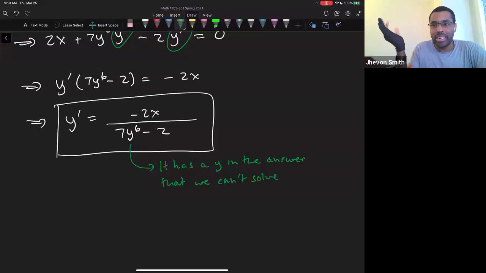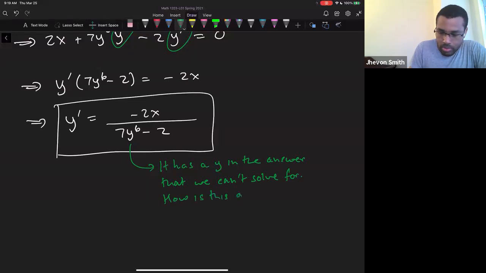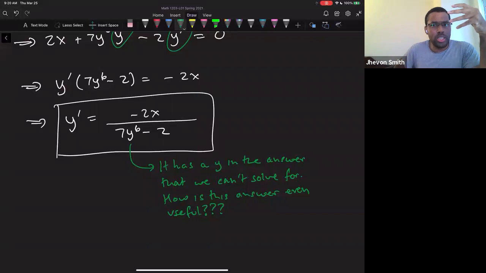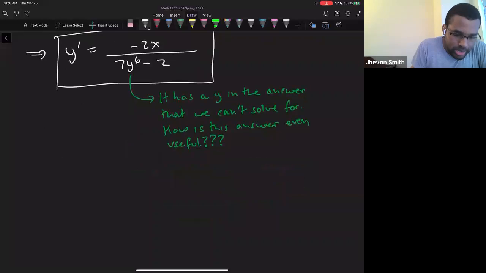Now you might be wondering, well, it has a y in it. And I just went at length telling you the story about how we can't solve for it. So how is this answer even useful? Sure, I can find a derivative, but if the derivative has the original function in it and I can't solve for the original function, is the derivative even useful in this case? If I don't know what y is, I'm not going to know what y to the 6th is, and I'm not going to be able to actually calculate y prime, am I? Well, not so fast.